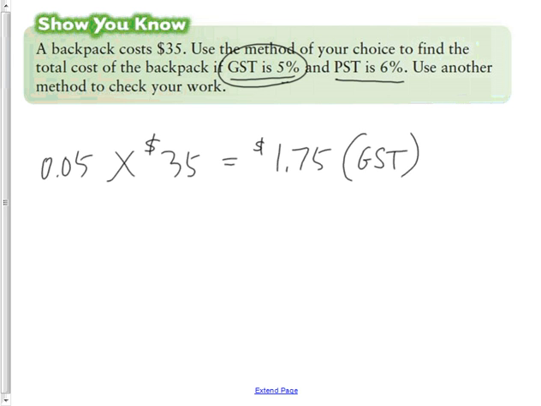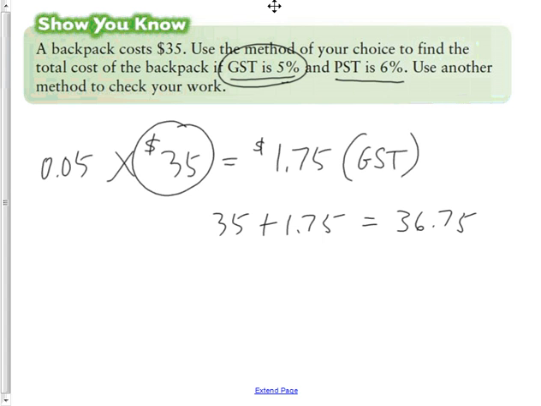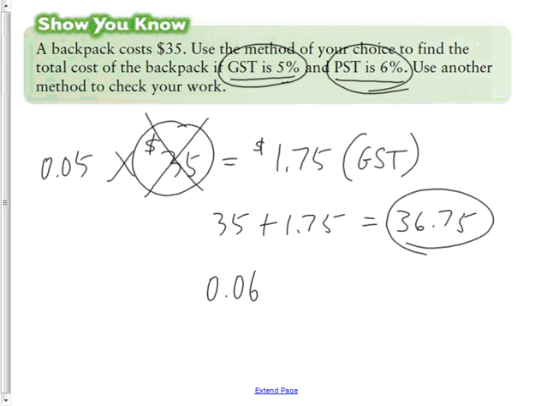Okay, that's the 5%. So we have to add that on to $35. So $35 for the backpack plus your $1.75 is going to be $36.75. Now here's where it gets confusing for people. The PST of 6% is not calculated on $35. It's calculated on the new $36.75. So we're going to go, what is 6%, which is 6/100ths of $36.75?